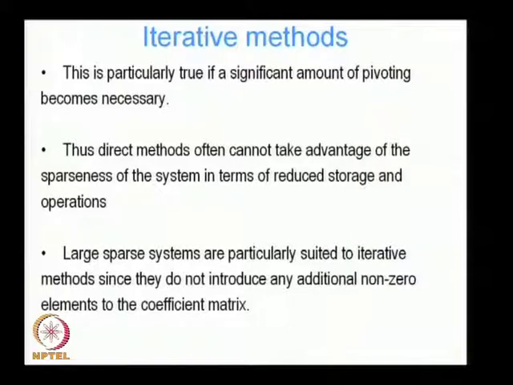That is why iterative methods are useful. Large sparse systems are particularly suited to iterative methods since they do not introduce any additional non-zero elements to the coefficient matrix. Why is that? Because in iterative methods the coefficient matrix, as we will see, does not change. It remains constant throughout the iterations. So, there is no increase in the non-zero elements of the coefficient matrix, and we can take advantage of the sparse structure of the coefficient matrix.